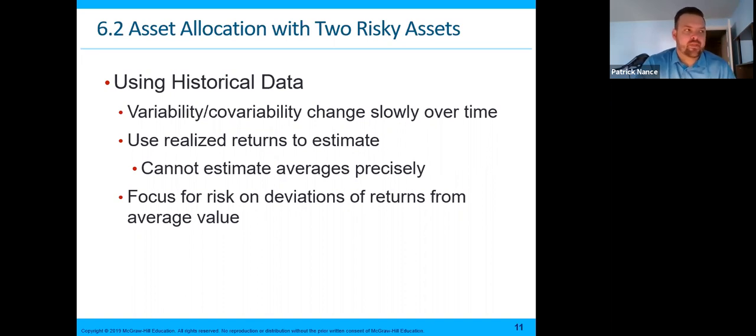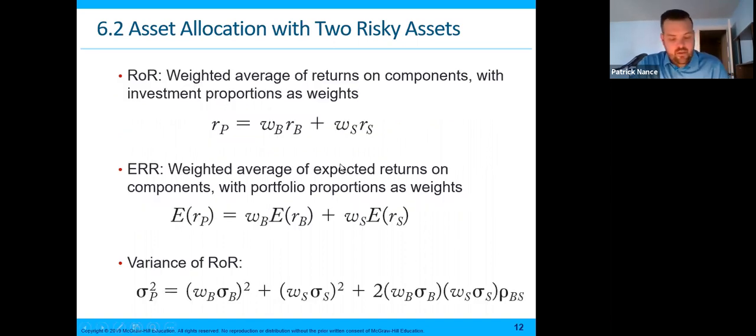We can use realized returns to estimate. We cannot estimate the averages precisely. There's too many, and we can focus for risk on deviations from returns for the average value. Actually, I'm going to stop the video here, continue with this asset allocation on two risky assets in the next video.